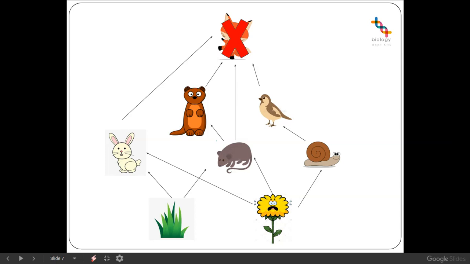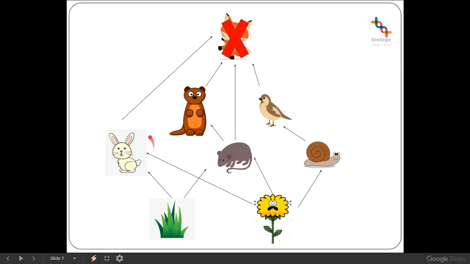So our last one there is the fox. What would happen if we came along and gotten rid of the fox? I'll give you a second to have a wee think about the sorts of organisms that might be impacted if we lost the fox. So hopefully you've thought of the obvious ones.